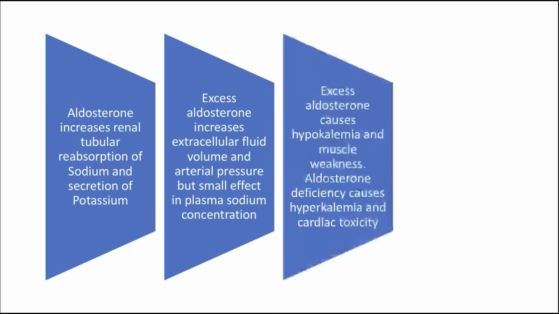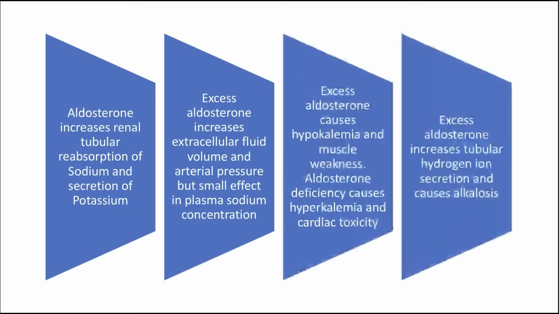The excess aldosterone also causes hypokalemia because of the increased excretion of potassium into the urine, and that hypokalemia will produce muscle weakness, whereas aldosterone deficiency may cause hyperkalemia, that means increased potassium ion level in the blood, and it may produce cardiac toxicity. Excess of aldosterone also increases the tubular hydrogen ion secretion, so that it may produce alkalosis, particularly metabolic alkalosis.